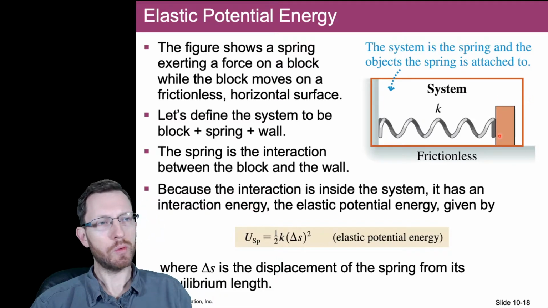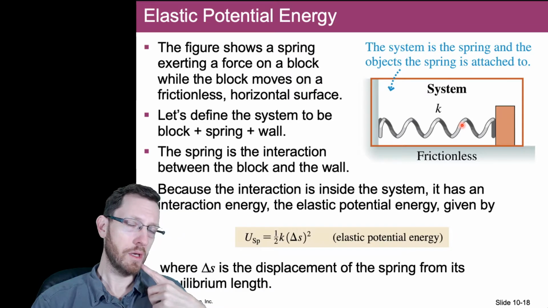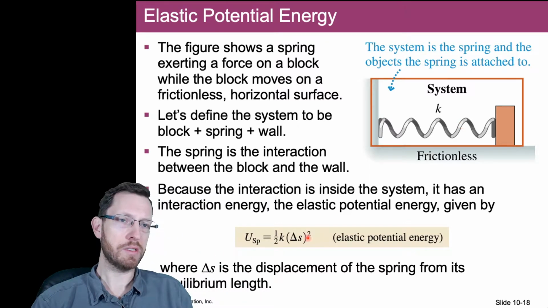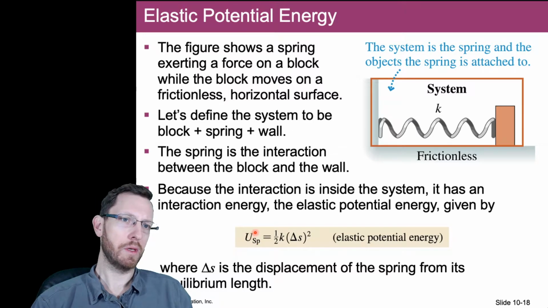How would we calculate it? Well, we know the force acting on this guy, right? Hooke's law, that force is going to be minus k delta x. And if I integrate that over some distance, what I end up with is the functional form for the elastic potential energy. The potential energy stored in the system is equal to half the spring constant times the change in the size of the spring compared to its equilibrium position.